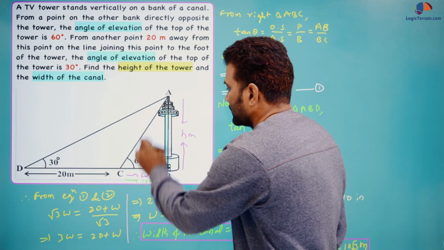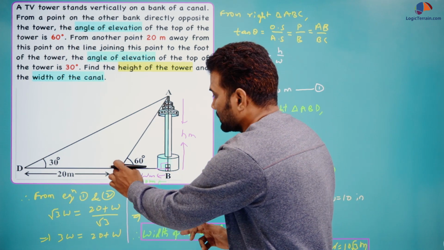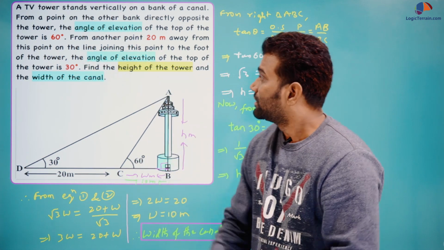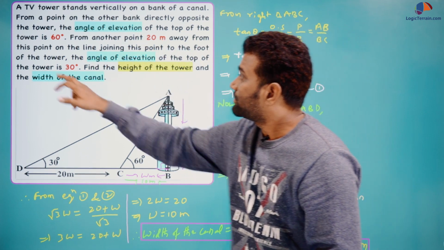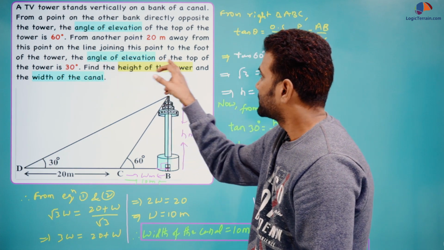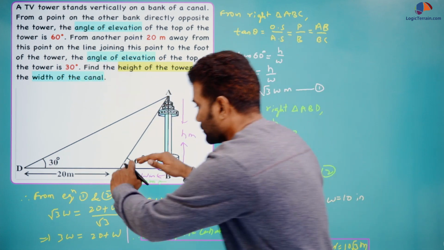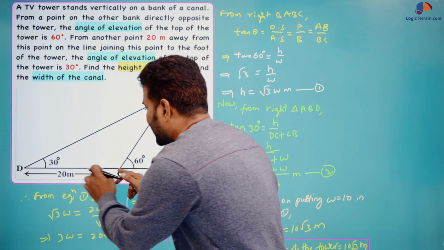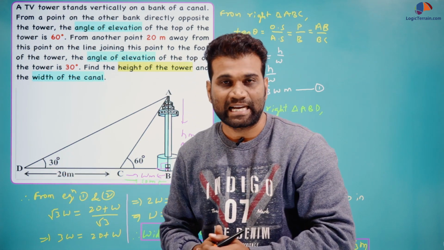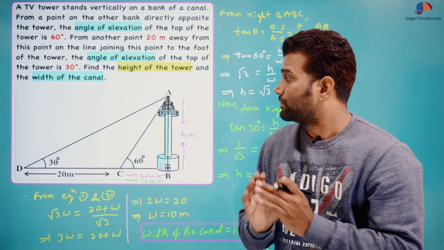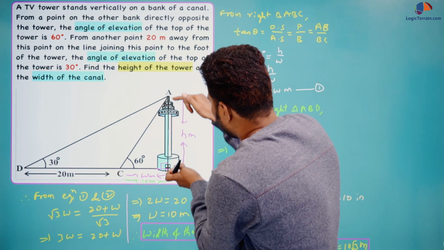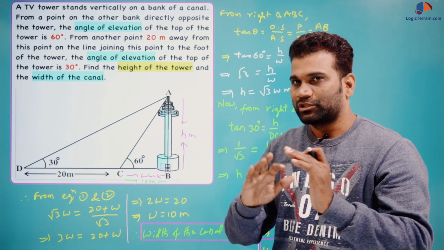So from here, from the other bank, from point C, the angle of elevation is given as 60 degrees. From another point 20 meters away from this point, on the line joining this point to the foot of the tower, the angle of elevation of the top of the tower is 30 degrees. So on the same line, 20 meters away from this point, if you observe the top of the tower, it makes a 30 degrees angle. So this is the given information. By using this, we need to find the height of the tower and the width of the canal, this one and this one.